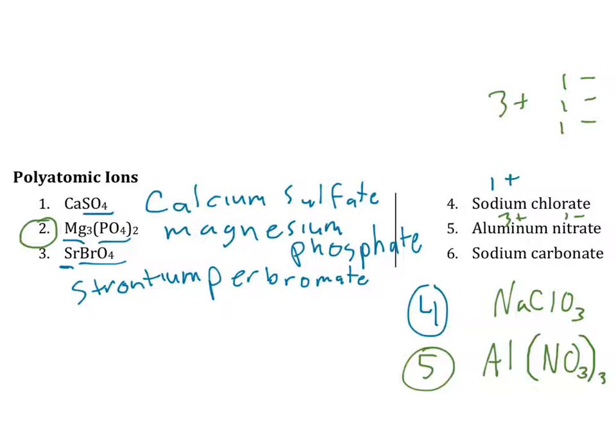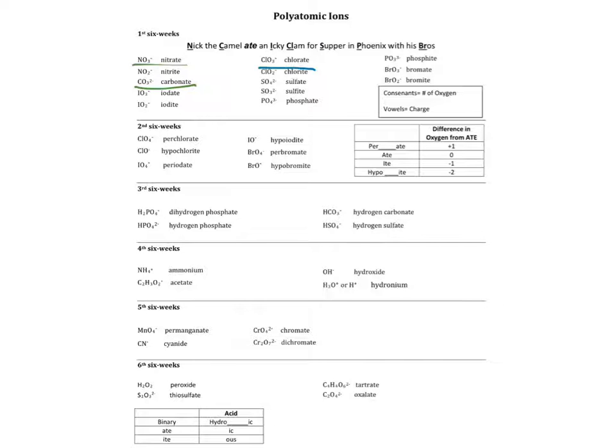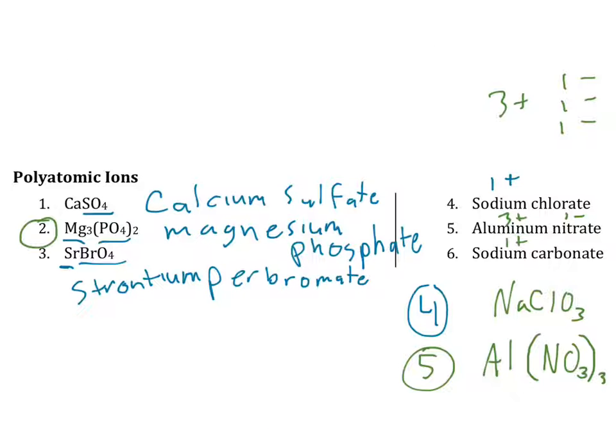Sodium, 1 plus. Carbonate, if we look at our polyatomic ion sheet, again, there it is right there. So it's CO3 2 negative. And we end up with a 2 to 1 ratio. So sodium is going to be Na2. We need 2 sodiums because 1 positives will balance the 2 negative. And then carbonate is CO3. So we have to write the 3 there because carbonate is CO3. All right, let's go ahead and go to the next one here.